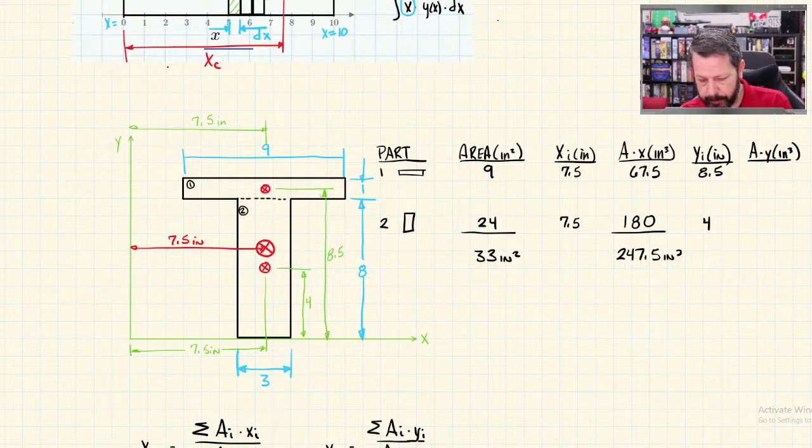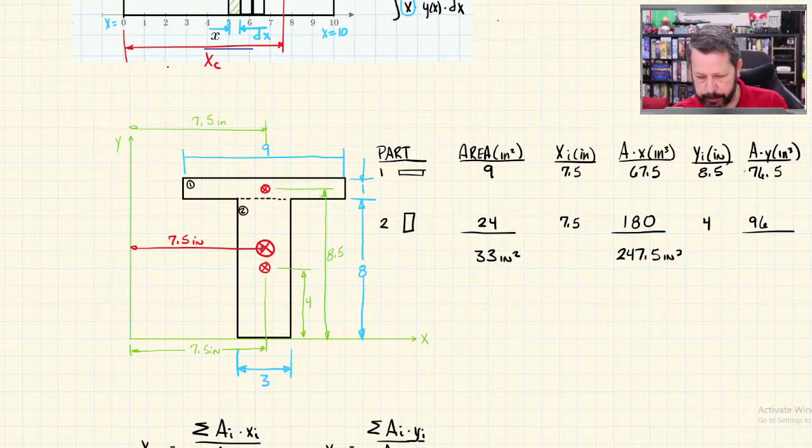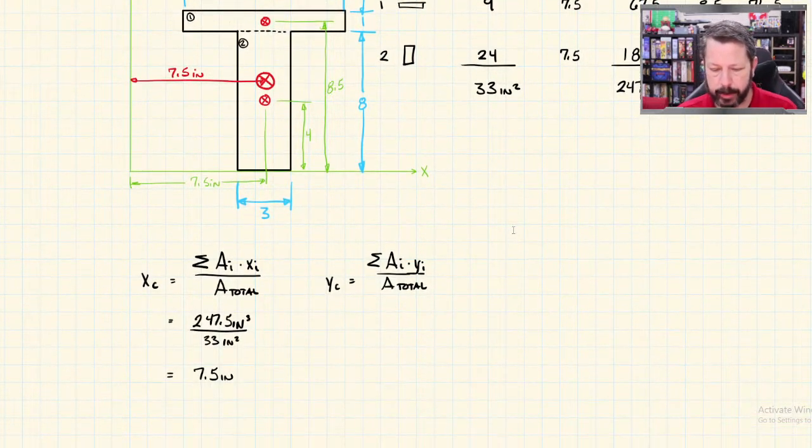So 9 for area times 8.5 is 76.5. Area of 24 times a y value of 4 is 96. We need to add both of those together. So 96 plus 76.5 is 172.5. And then I can go to my y equation.